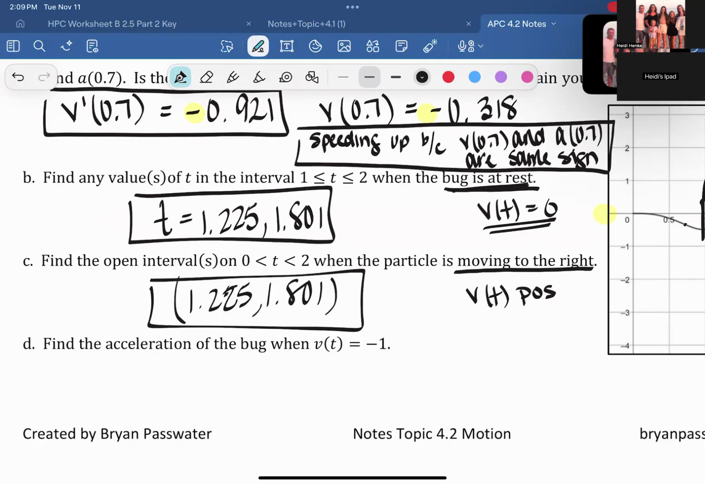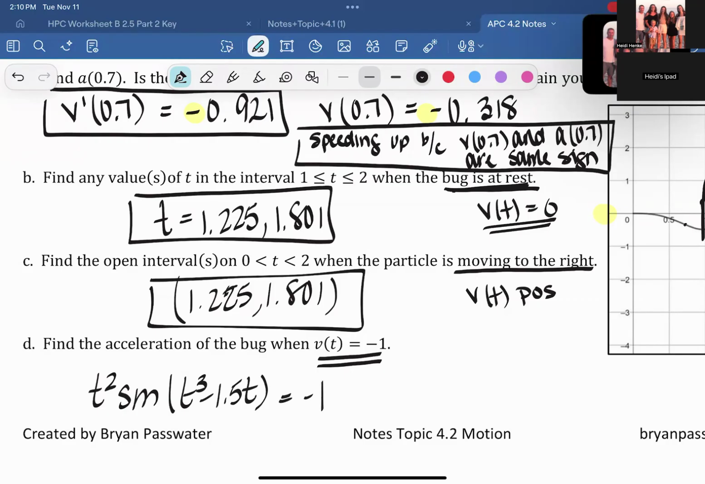Okay. Last one on this problem. Find the acceleration when the velocity is -1. We can't find the acceleration until we know at what time we're looking for. So the first thing you have to find out is what time is the velocity -1. So we're going to take that velocity equation, which was t squared sine of t cubed minus 1.5t, and we're setting it equal to -1.